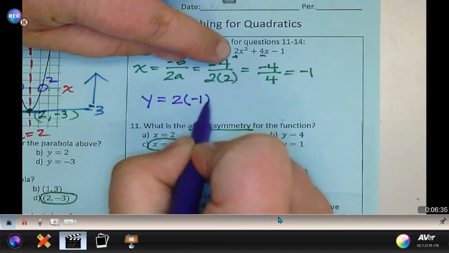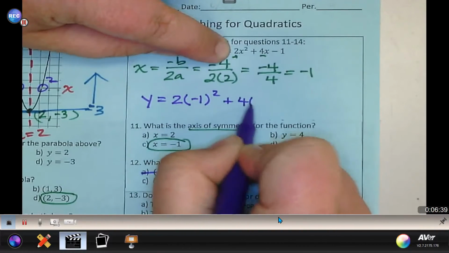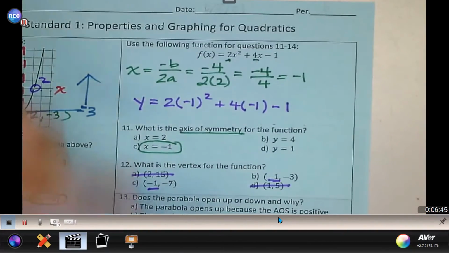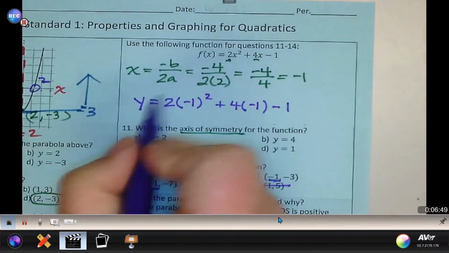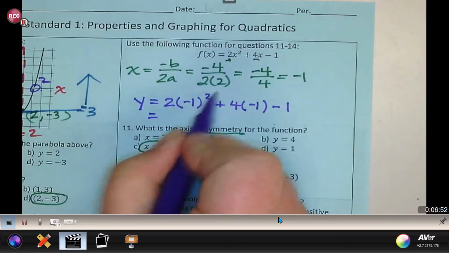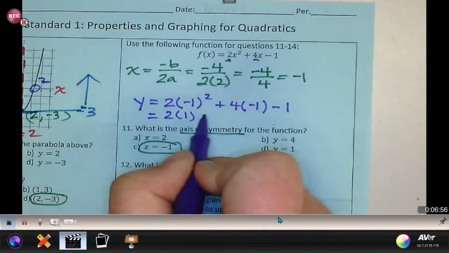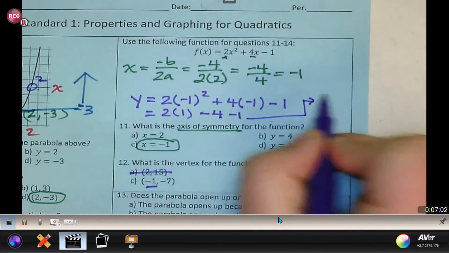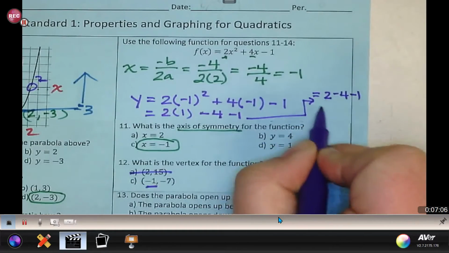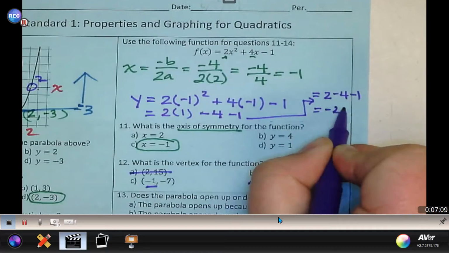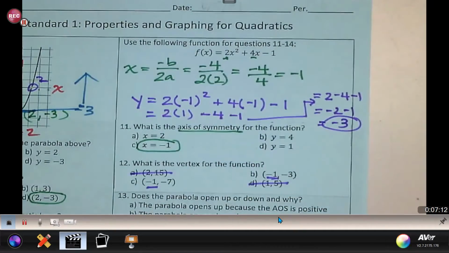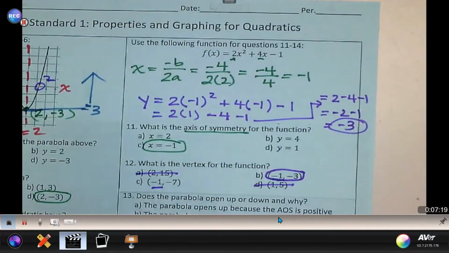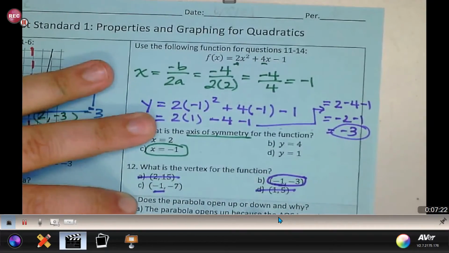So 2, parentheses, negative 1 squared, plus 4 times negative 1 minus 1. And you can use a calculator for that. Make sure that you square everything properly. The important thing is that people forget that negative 1 squared becomes positive 1. That's where people mess up. And then 4 times negative 1 is negative 4 minus 1. And then that becomes 2 minus 4 minus 1, which is negative 2 minus 1, which is negative 3. I did it the long way. Again, you can just use your calculator, but there's your vertex: negative 1, negative 3.